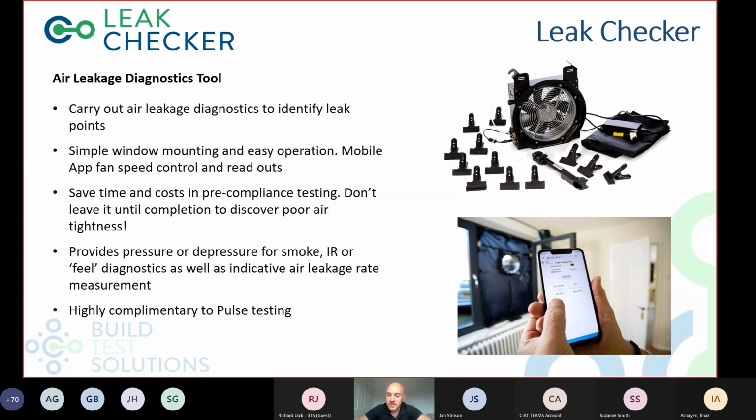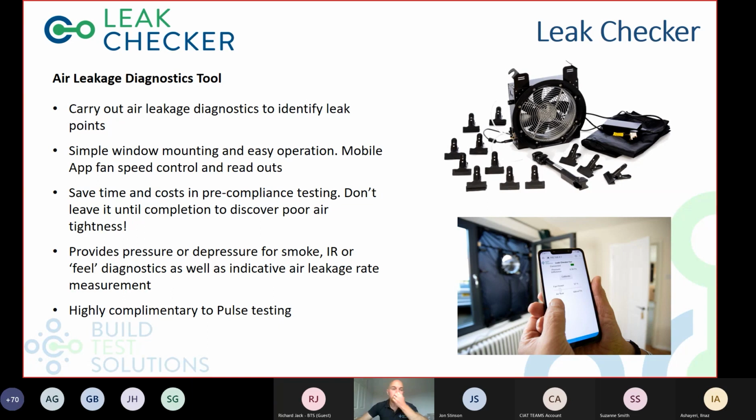So we encourage site teams, developers, contractors, and project managers to test throughout the build, check at first fix, moving on into second fix, that the primary air barrier is doing what it should. Then there are no surprises when you come to the test at the end, the compliance pass-fail test that you may well do with Pulse.